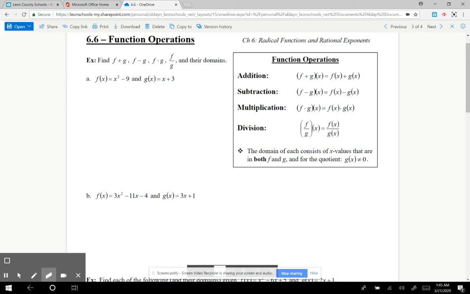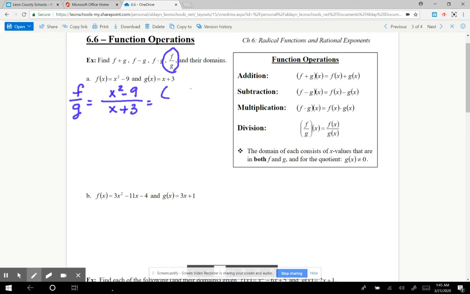All right, the last one that we're going to do is divide. So we're going to do f divided by g. F of x is x squared minus 9. G of x is x plus 3. We have to factor x squared minus 9 into x minus 3 and x plus 3. This is where you might want to pause and think for a minute.